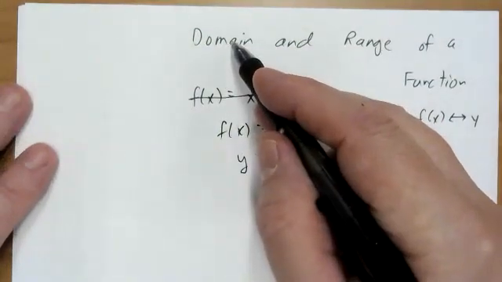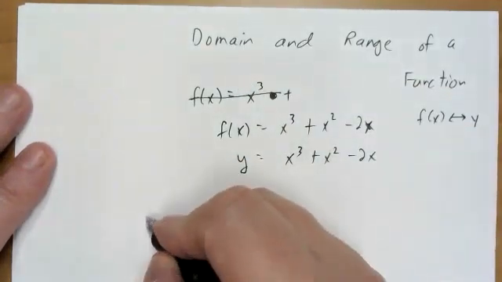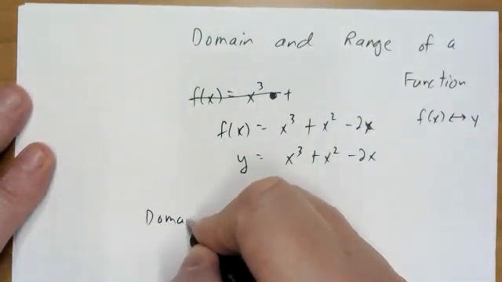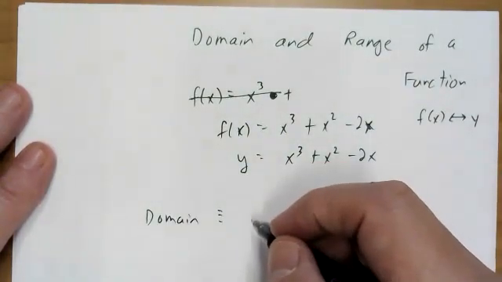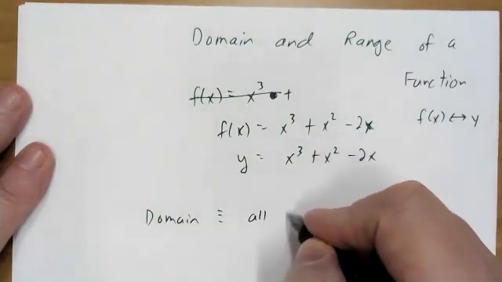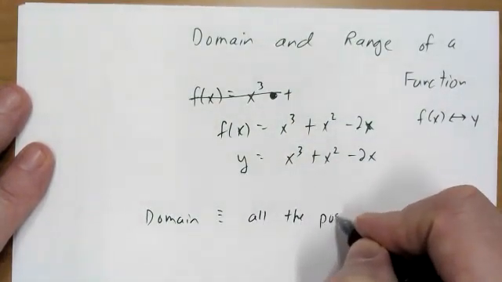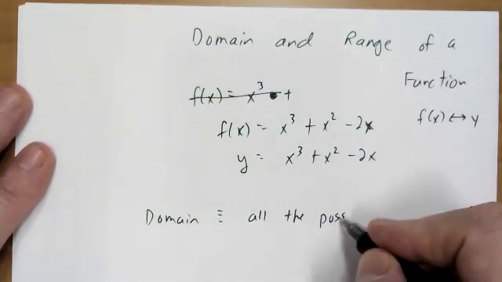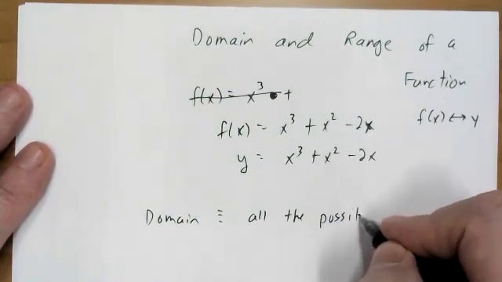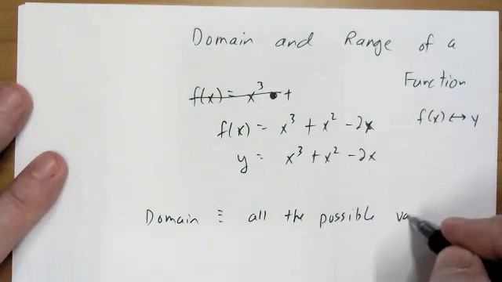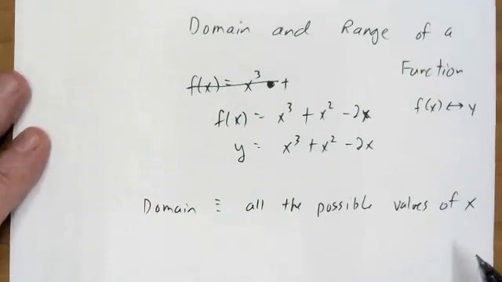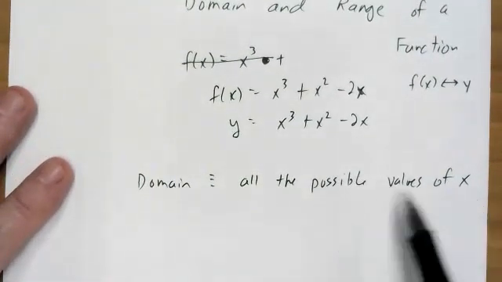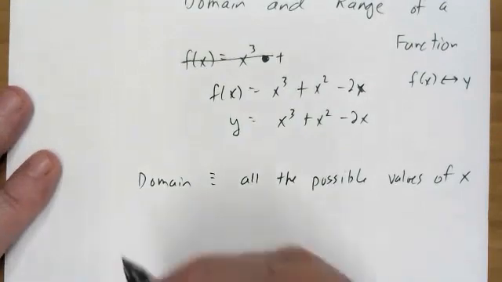But let's do domain first, because it's very straightforward. Here's how I like to define domain of a function. The domain is all the, should I say, usually I say possible. Let me write it here, but I'm thinking out loud, all the possible values of x. I think that's okay. I thought about saying just all the values of x. So it means the same thing.